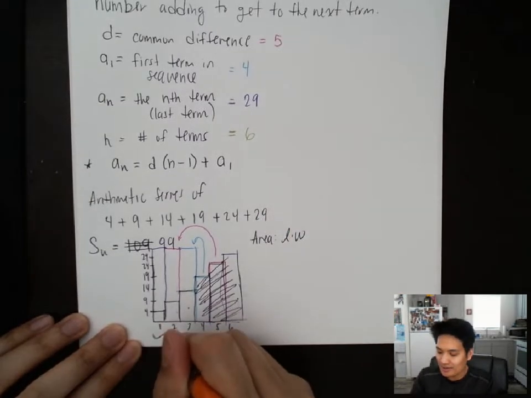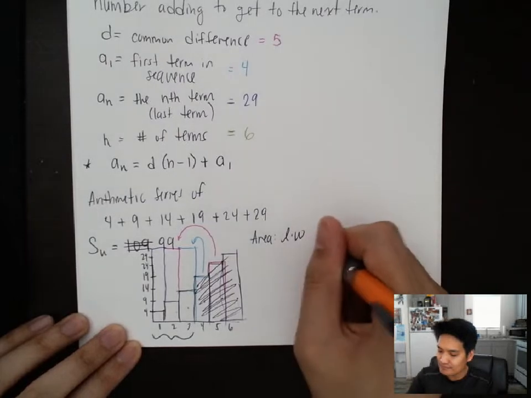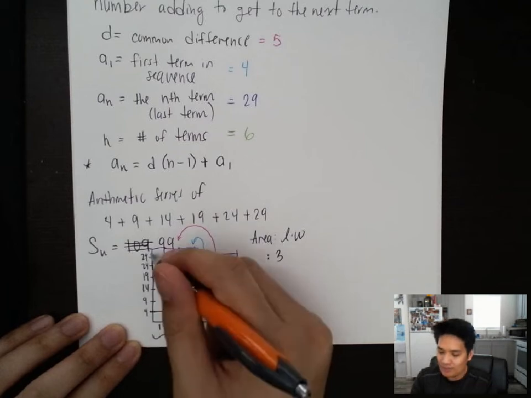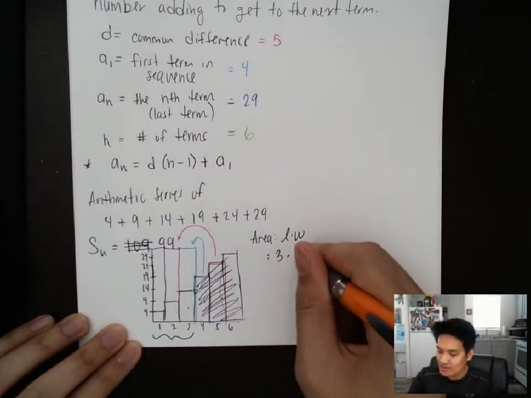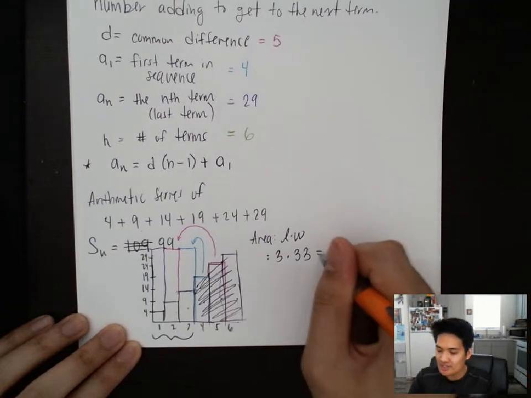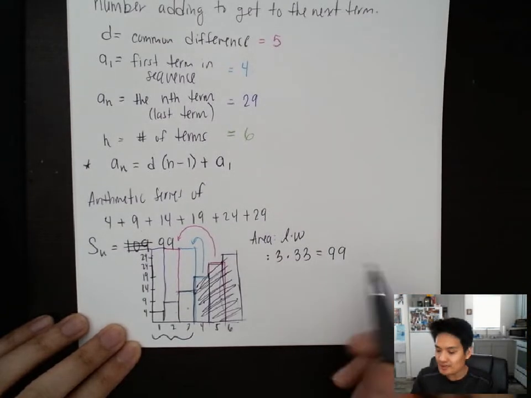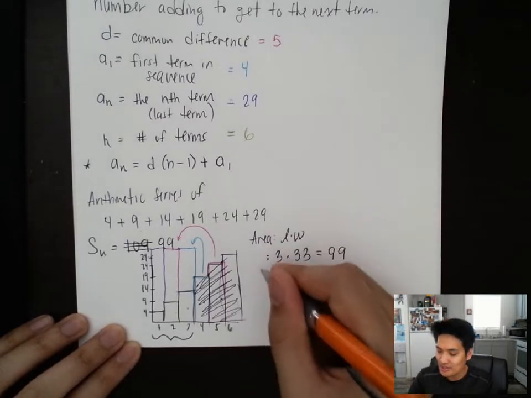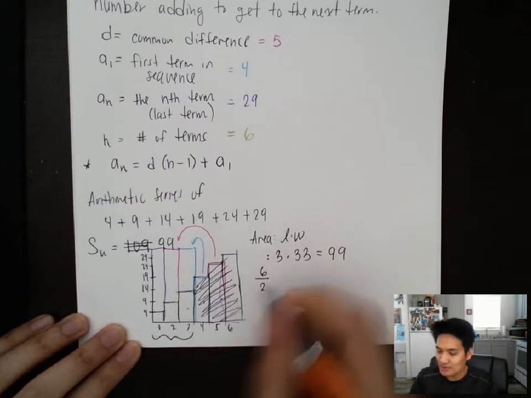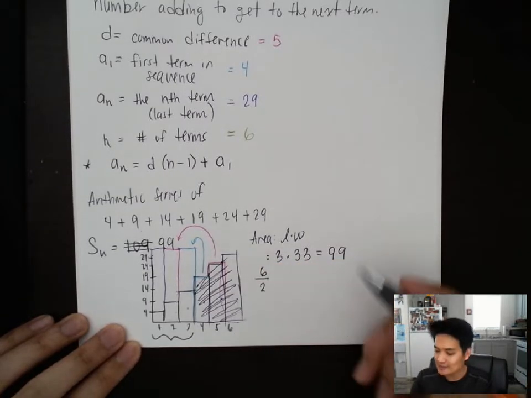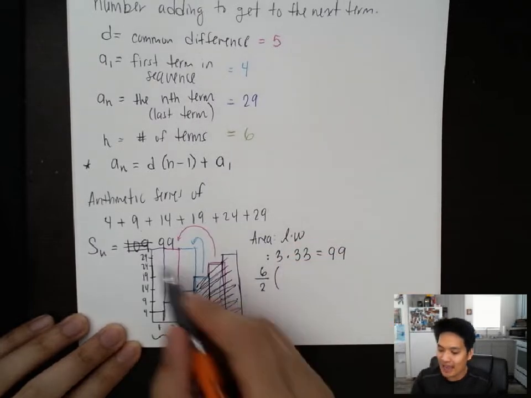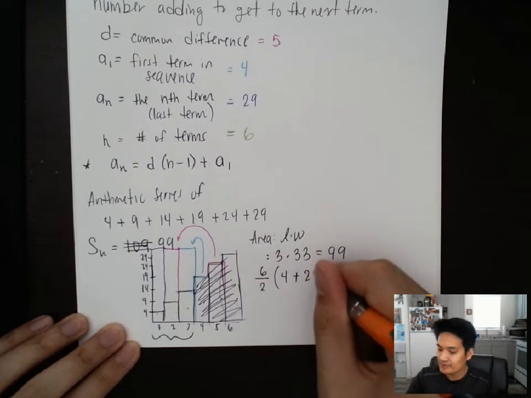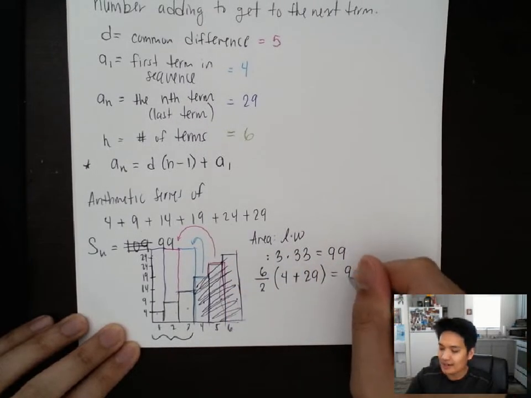The length here is 3. And the width here, so if we add 4 plus 29, that gave us 33, which essentially gives us 99. Okay. So remember, how we got 3 was essentially we had our total number of terms. So we had 6 divided by 2, because we had 6 terms, we halved it. And this 33 came from adding the first term to our last term, which still gives us 99.